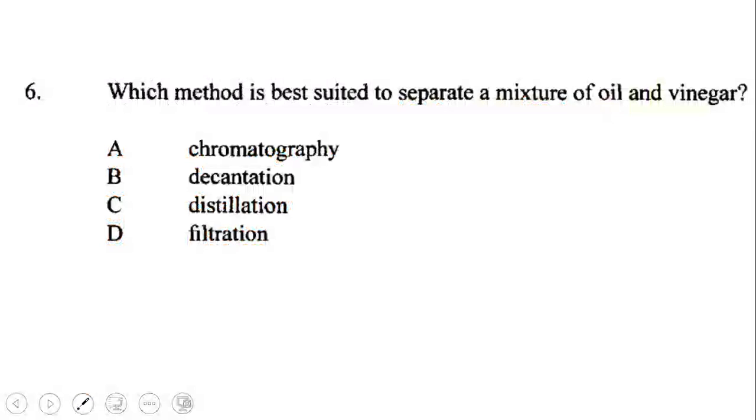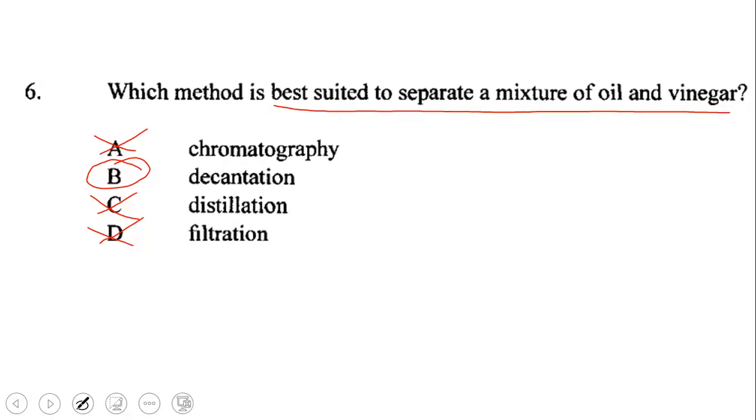In light of the information given, let us consider the following question. So, is the answer to the question chromatography? The answer is no. Is the answer C, distillation? The answer is no. Is the answer D, filtration? Nope. The correct answer to this question is B, decantation. The method best suited to separate a mixture of oil and vinegar is decantation.